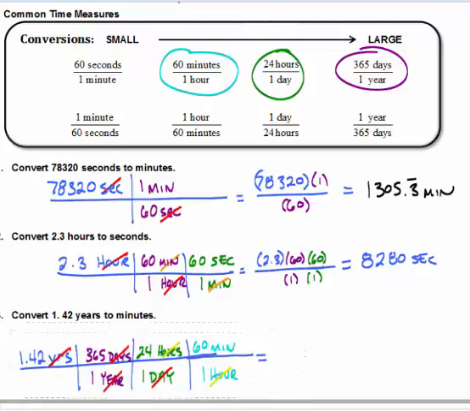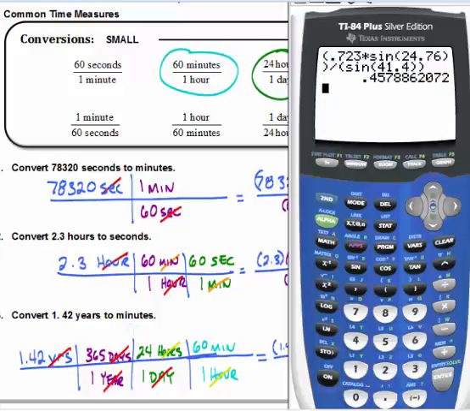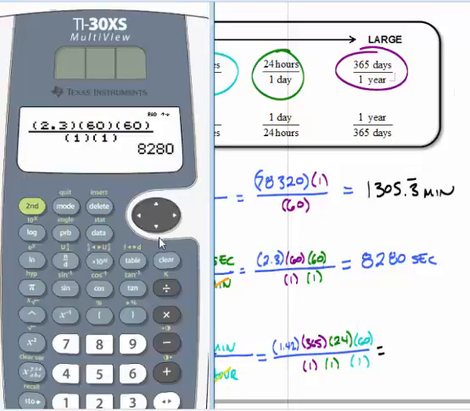Okay, so start with 1.42, 365 over 1, 24 over 1, and finally 60 over 1, because I'm down to minutes with that. Alright, so how many minutes are in that? Just open up my calculator here, clear that out, and put the fraction bar on. So here we go, 1.42, parentheses 365, 24, and 60.